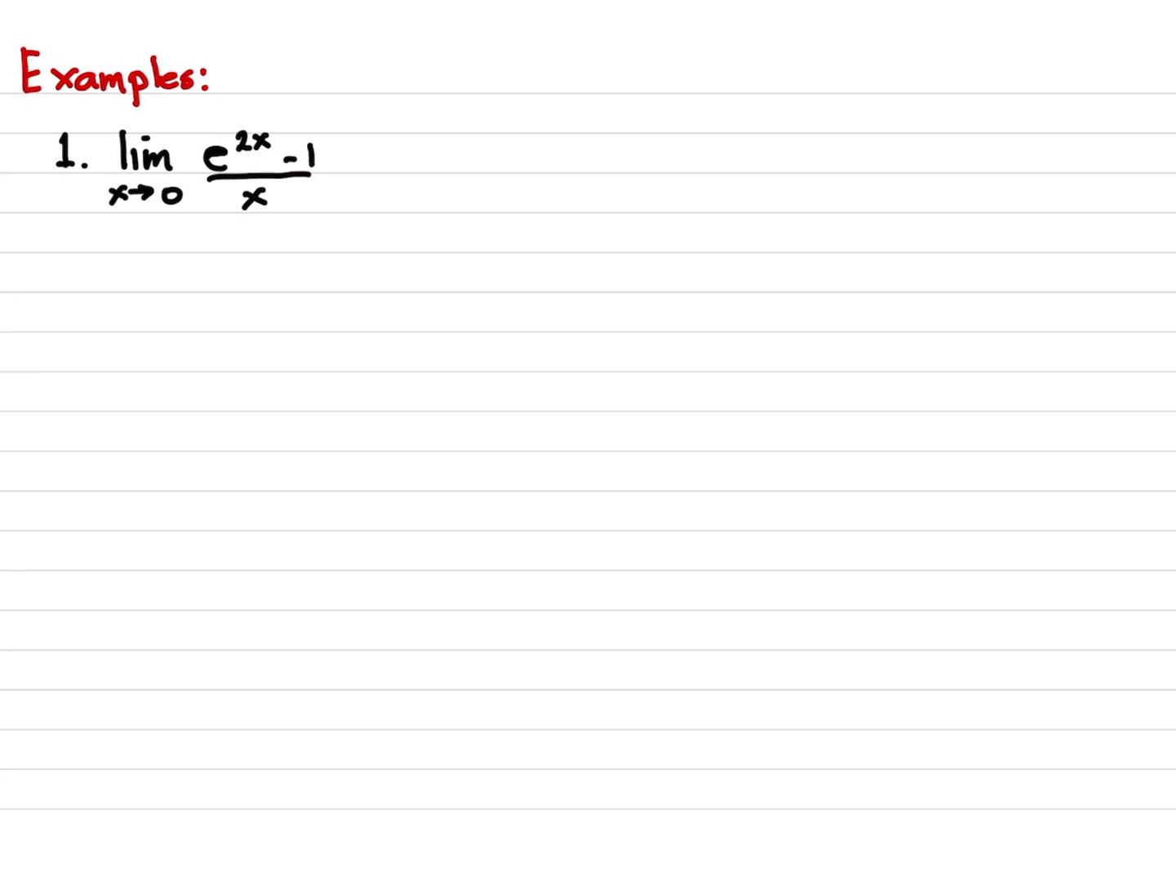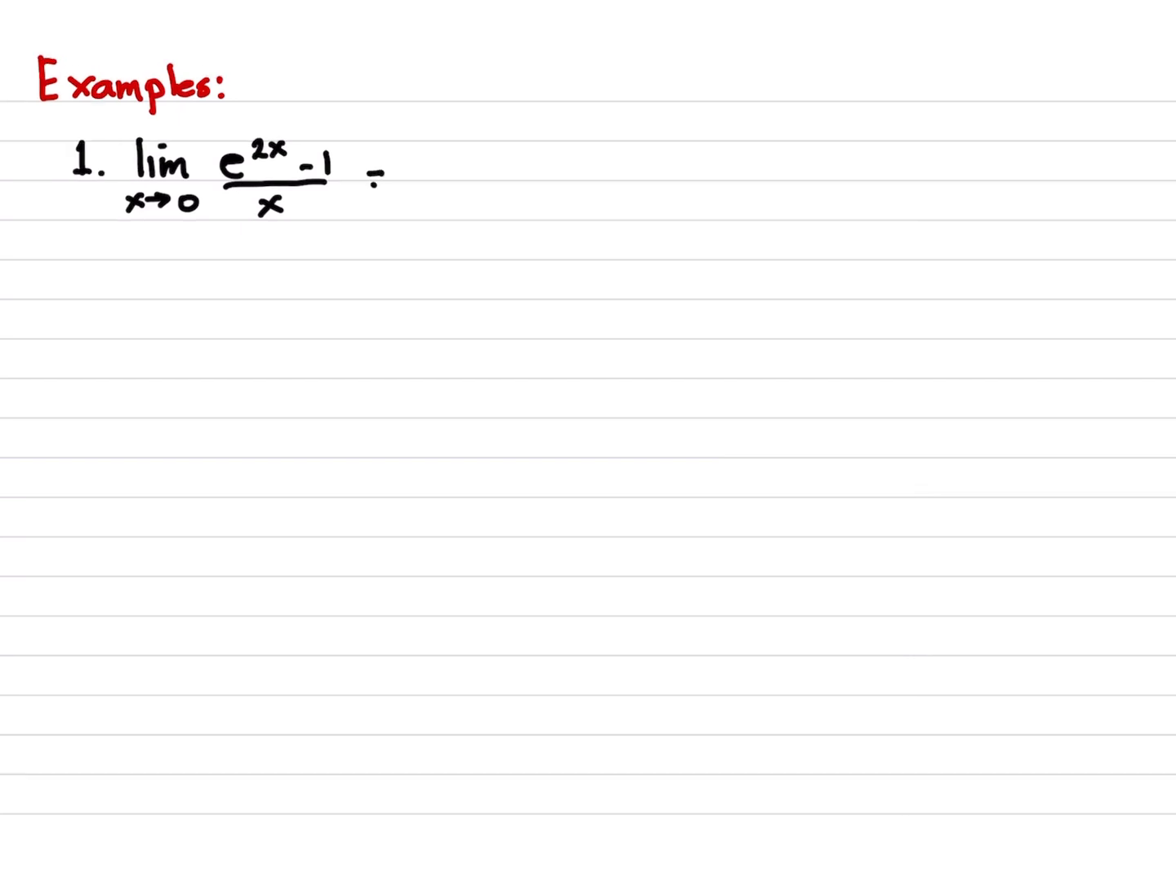First, you have to determine whether the given is in the indeterminate form. So if we plug in 0 for x, e raised to 2 times 0, that's e raised to 0, which is 1, minus 1. So we have 0 in our numerator over 0 in our denominator. So clearly, this is of the indeterminate form. And so we have to use L'Hopital's rule to evaluate its limit.